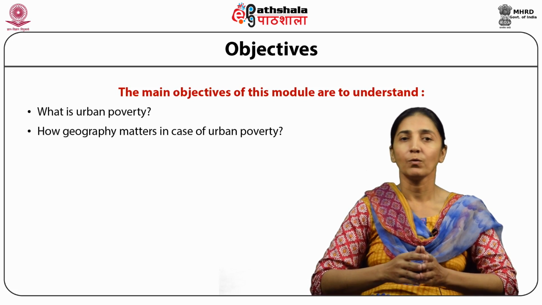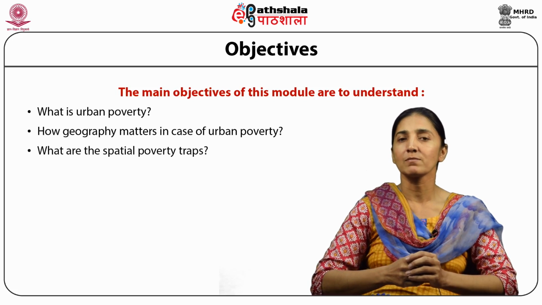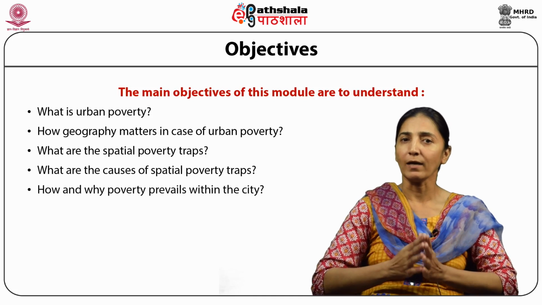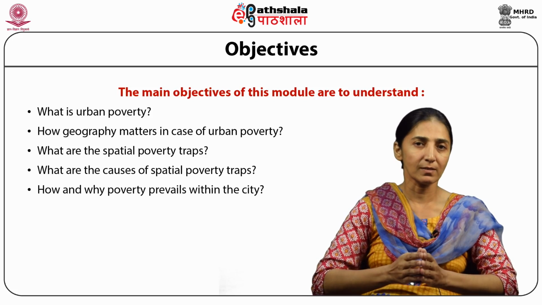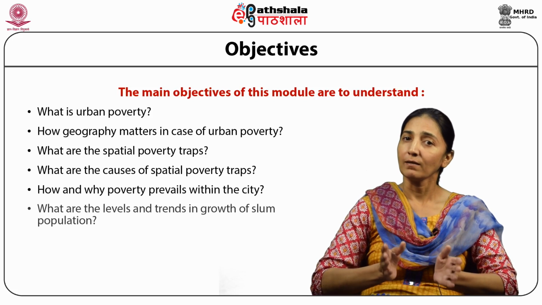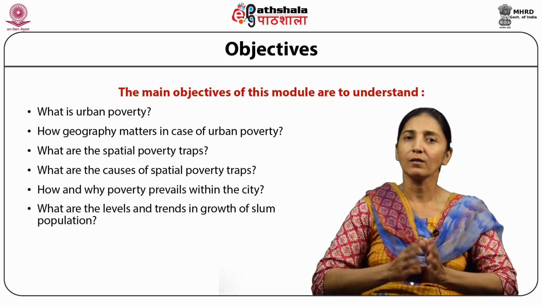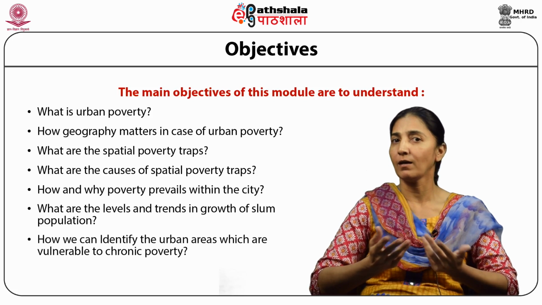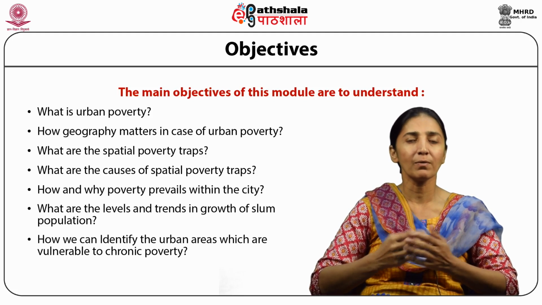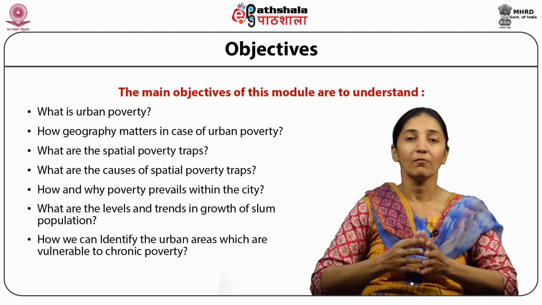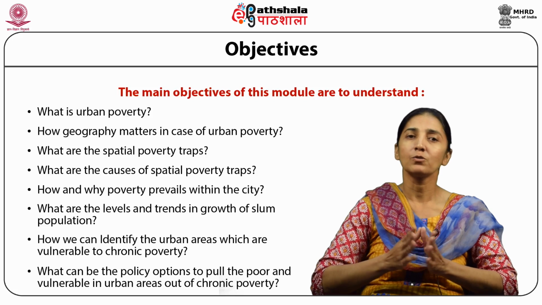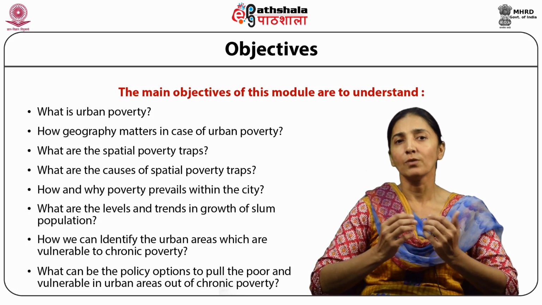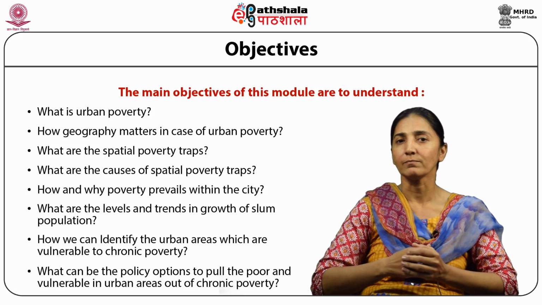The main objectives of this module are to understand what is urban poverty, how geography matters in case of urban poverty, what are the spatial poverty traps, what are the causes of spatial poverty traps, how and why poverty prevails within the city, what are the levels and trends in growth of slum population, how we can identify the urban areas which are vulnerable to chronic poverty, and what can be the policy options to pull the poor and vulnerable in urban areas out of chronic poverty.